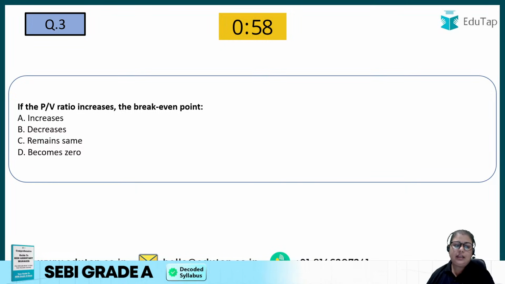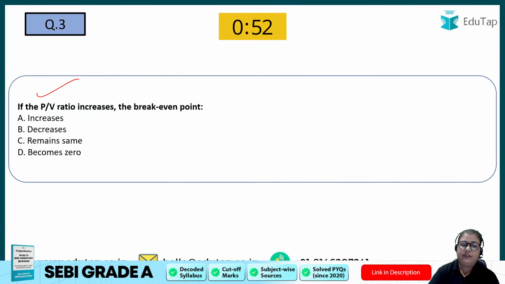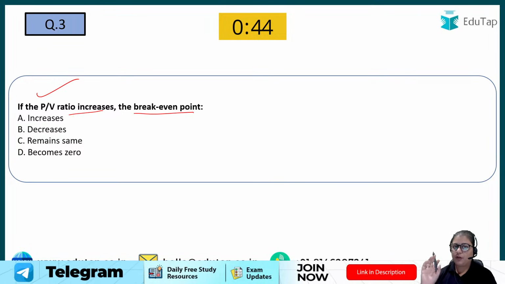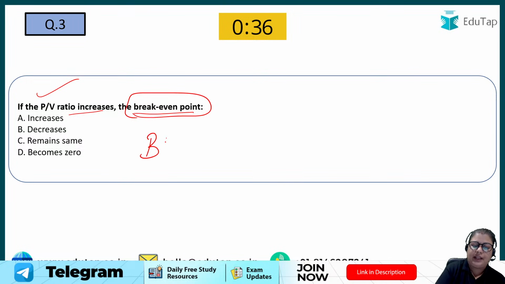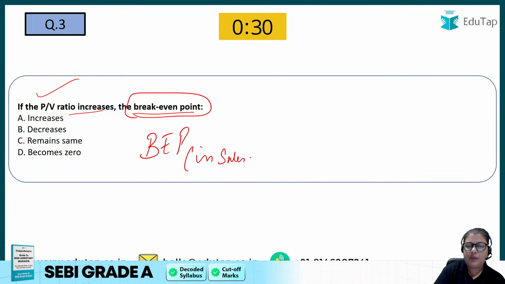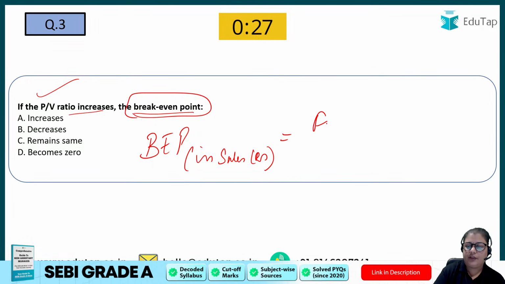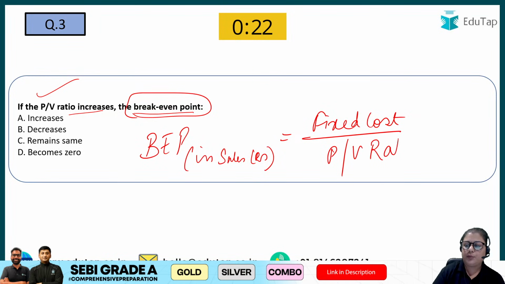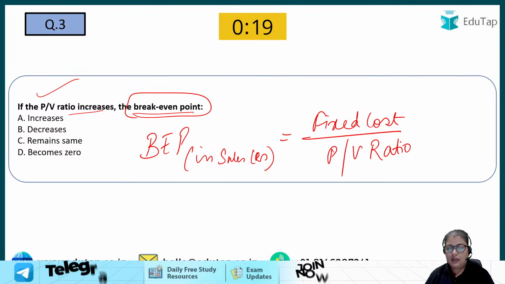Now, third question, it is about the PV ratio. Again, the PV ratio is a very important aspect. It says if the PV ratio increases, then the break-even point will increase, decrease, remain same, or become 0. So, do you remember the formula for PV ratio? And the break-even point also. When I have to calculate the break-even point in rupees, what is the formula? It is the total fixed cost upon PV ratio. This is the formula for break-even point when I have to calculate in rupees.